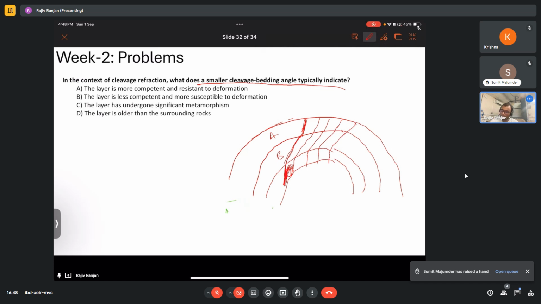Cleavage refraction occurs because there is a change in the competency. There is a contrast in the competency. So that is why, due to the layer being less competent, a smaller cleavage bedding angle, if you see here, this is the bedding, and this angle is very high. In this, higher competency, and this, lower competency.